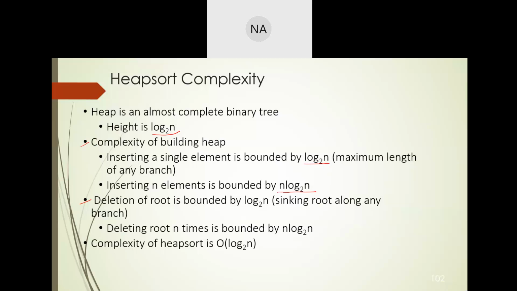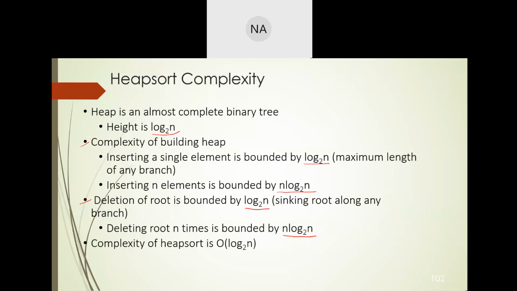So again, a single branch of the heap will be traversed down, right? So the number of comparisons is again bounded by the maximum number of nodes present in any branch, and that is equal to the height of the heap, log n base 2. So deleting the root once is bounded by log n base 2. Okay, and since you have to delete the root n times, it will be bounded by n log n base 2. Phase 2 complexity is bounded by n log n base 2, right?